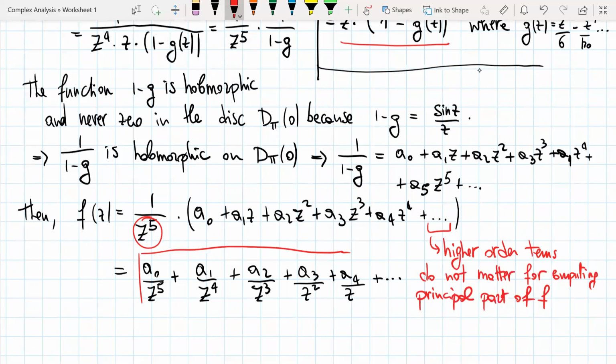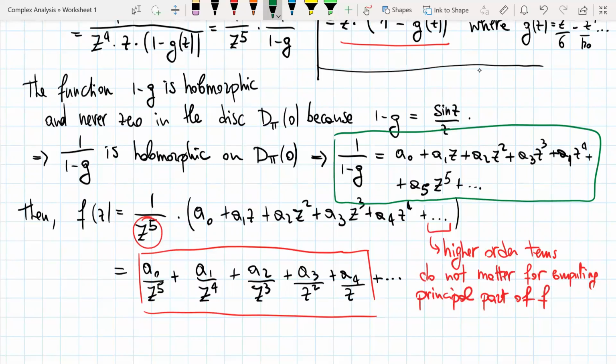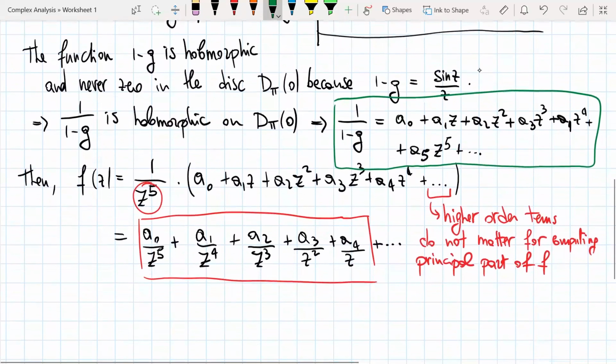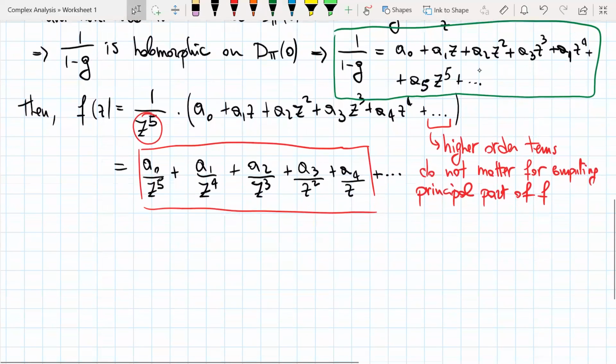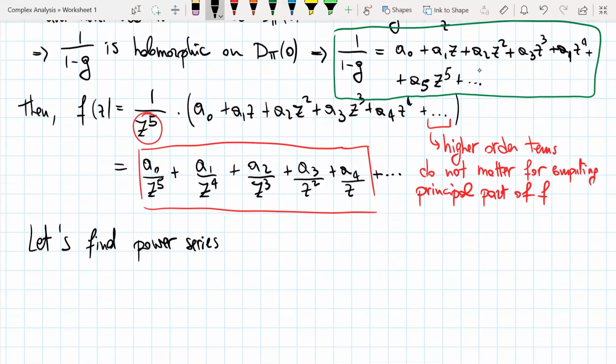So we want to find now the principal part by finding the coefficients a0, a1, a2, a3, and a4. And how are these coefficients given? These are the coefficients given by this relation over here. 1 over 1 minus g is this expansion. So now we want to find this expansion for 1 over 1 minus g. And to do so, we are going to use the geometric series. So let's find the power series expansion of 1 over 1 minus g up to order 4. This is what we have to do now.